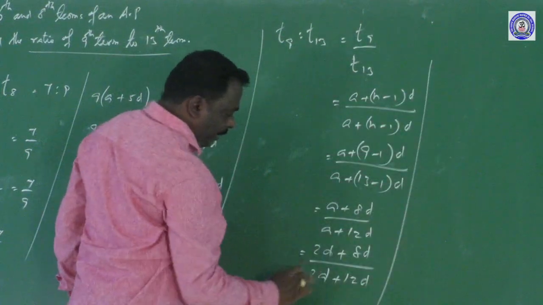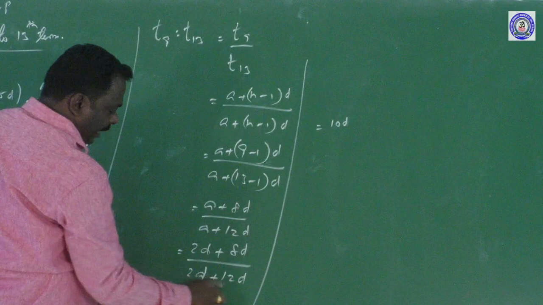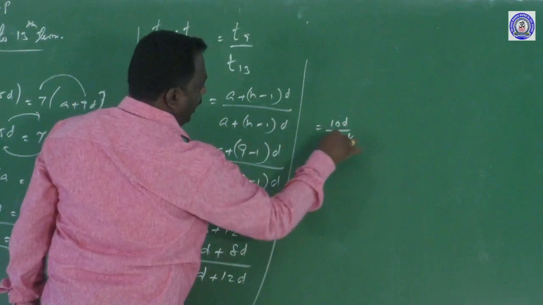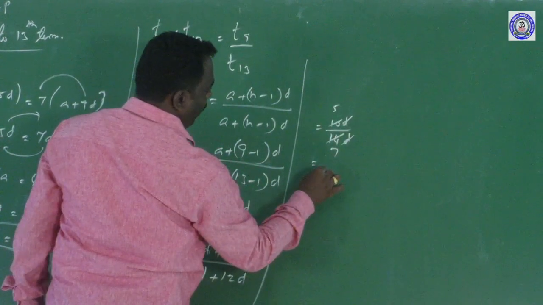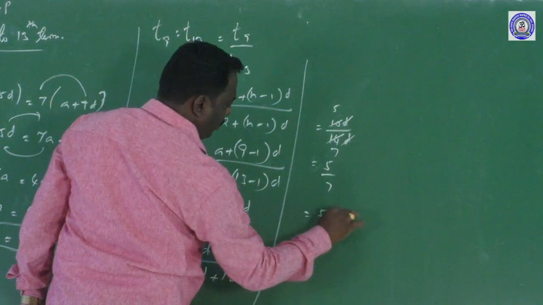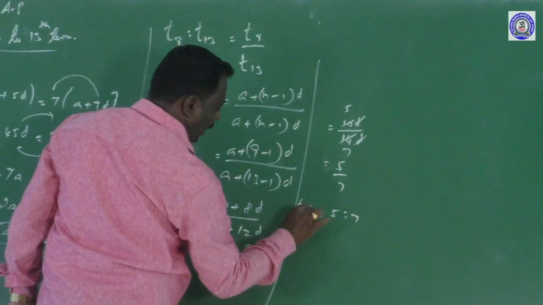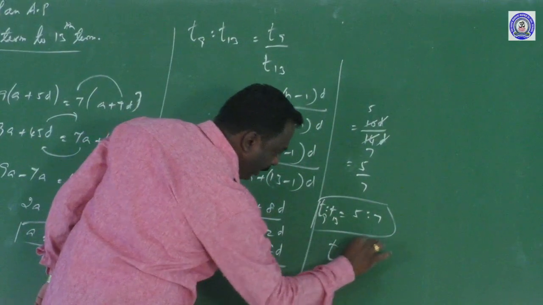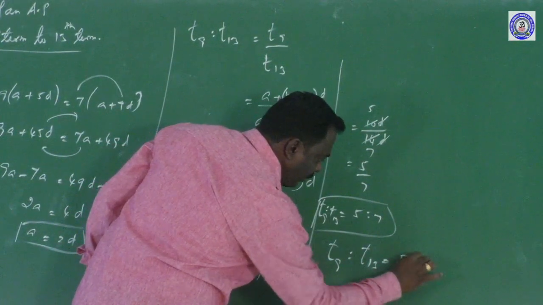Now just add the terms: it is 10D in the numerator and 14D in the denominator. Cancel D, and cancel 5 times and 7 times. Therefore it is 5 by 7, that is equal to 5 is to 7. The ratio of T9 to T13 is equal to 5 is to 7.